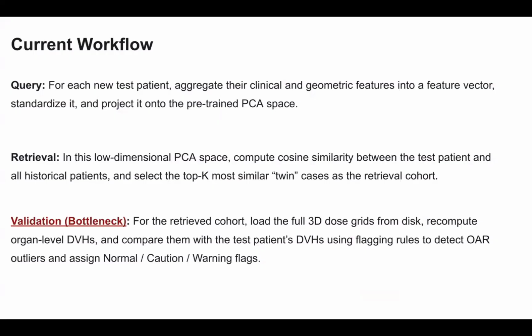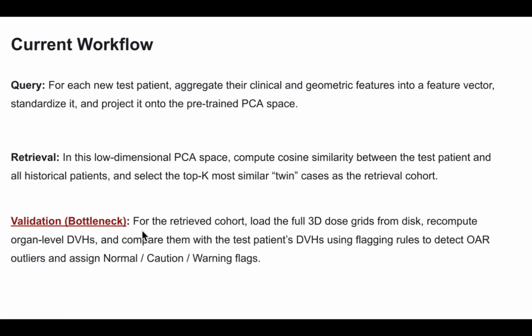And for the current workflow, in the original implementation, there are three steps. The first one is to do the query and retrieval from the historical dataset, and then we do the validation part. After observing the whole process, we found out that the slowest part is the validation step.